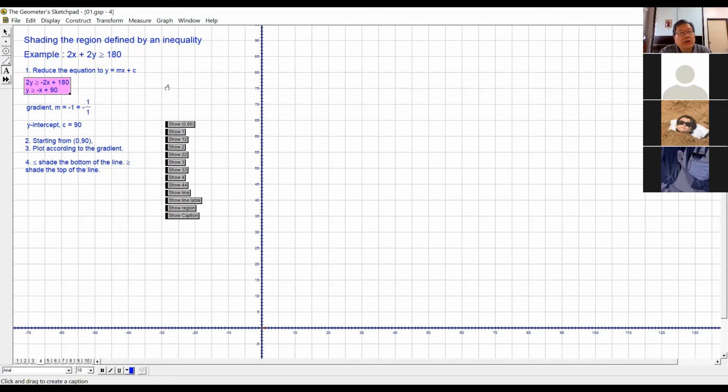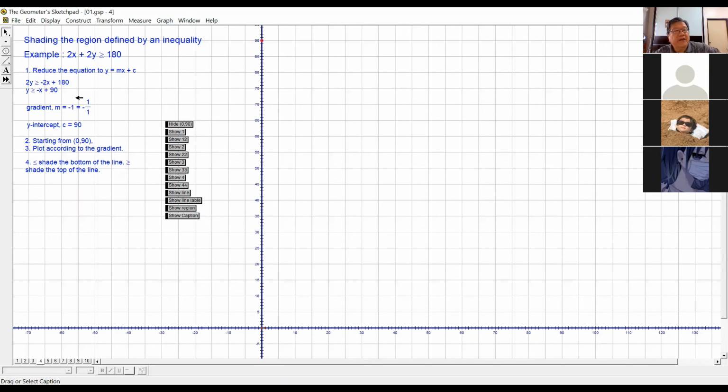So how to draw this line? You start from the y-intercept 0, 90, and you plot according to the gradient. And finally, if it's less than, you shade the bottom; greater than, you shade the top. So we start off at 90. Can you see the point here? Now, how to plot negative 1 over 1? Negative means like that. Positive means like this, okay?